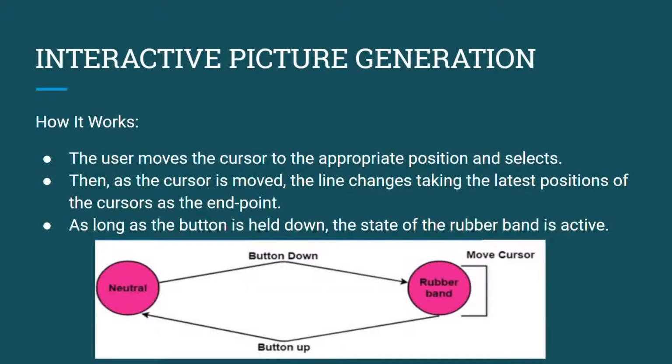So actually how it works, the user moves the cursor to the appropriate position and then selects, and as the cursor is moved, the line changes, taking the latest position of the cursor as an endpoint. As long as the button is held down, the state of a rubber band is active. As you can see in the picture, first is neutral. When we press the button, it will enter into rubber band mode, and we can move the cursor there, and the moment we release the button, it will again go back to a neutral state.